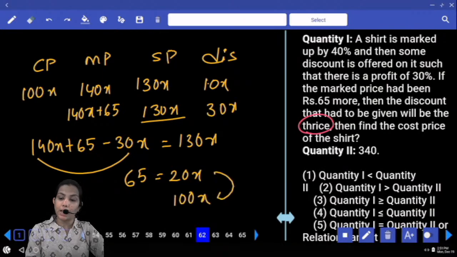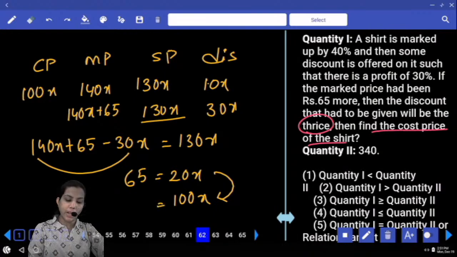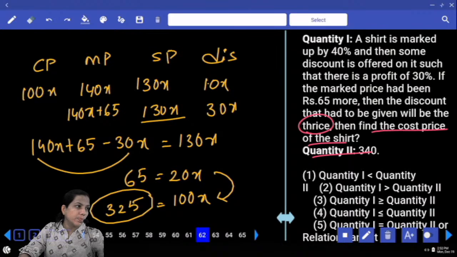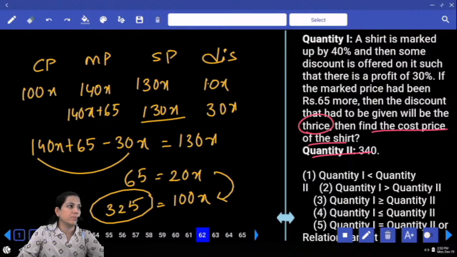Exactly 5 times. The question asks the cost price of the shirt. So exactly 5 times. What is the value? 325. Q1 value is 325 and Q2 is equal to 340. So Q1 is less than Q2.